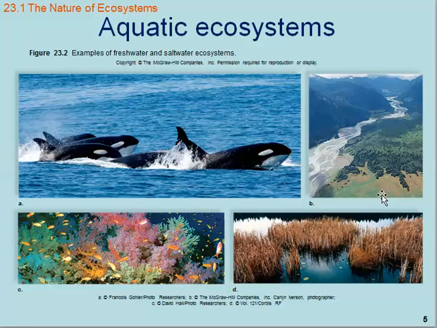But again, there are aquatic ecosystems. What all ecosystems have in common is they have a producer community, the plant community, and then a group of herbivores and carnivores. We call those consumers or heterotrophs, those that feed off of the plant community.